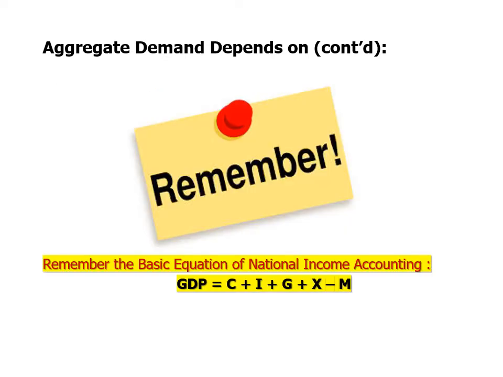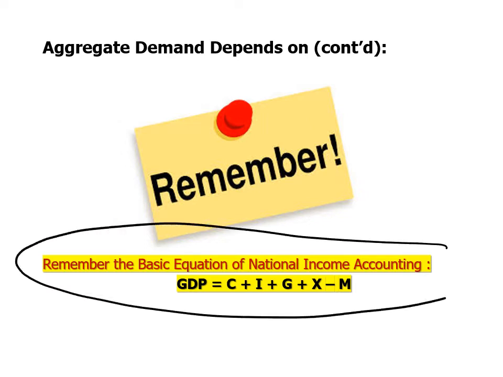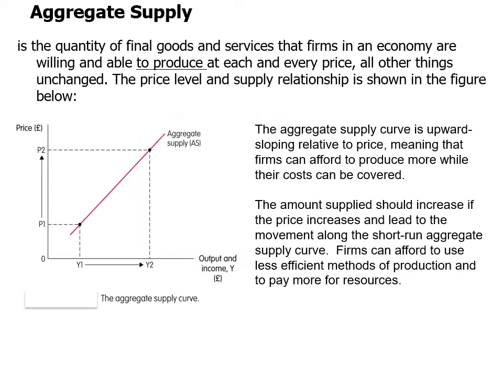The key thing to remember is aggregate demand is a summation of the factors in our national income accounting. So remember what we said, our GDP, our gross domestic product, is a sum of consumption, investment, government spending, exports, minus imports. That is key. So now that we've finished with aggregate demand, let's talk about aggregate supply, shall we?